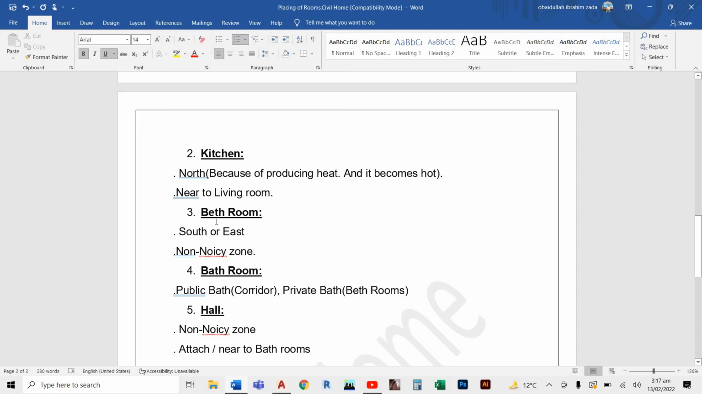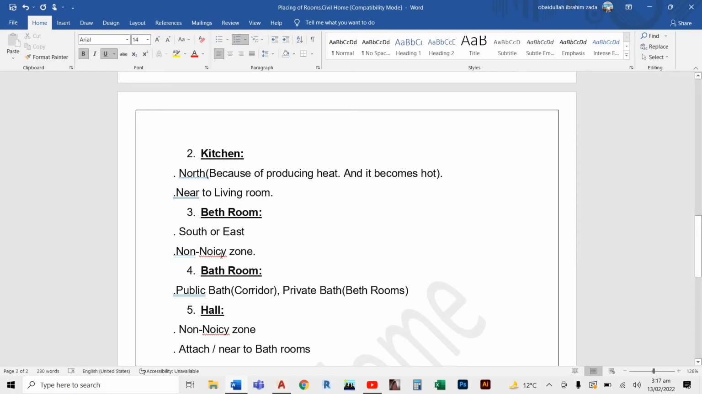The third thing, the bedroom. Where should we locate the bedroom? You know that we should locate the bedroom in the south or east direction, because we sleep, we also spend more time in a bedroom. So we should place it on the south or east, and then we have to place it in a non-noisy zone.